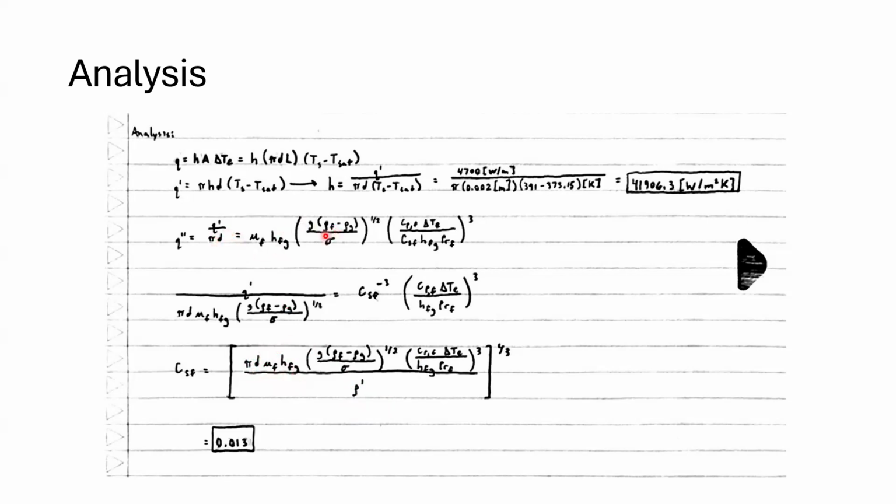And when you go ahead and substitute in all of the values that are given, and you bring this pi d over to the other side, you get that the correlation coefficient is about 0.013. The true solution for the problem lists it as 0.014.